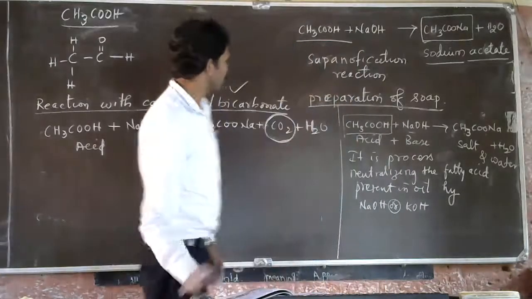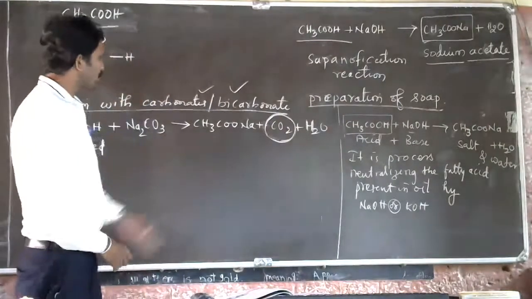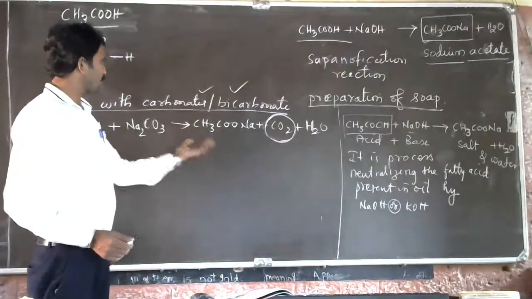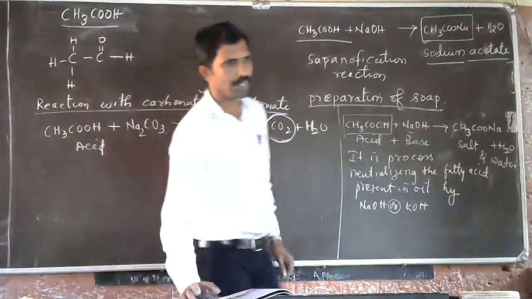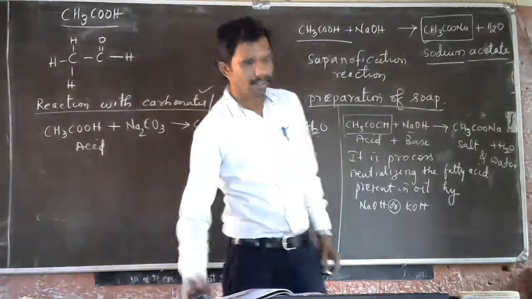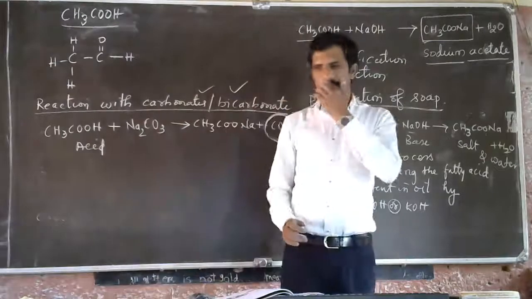Okay. So this is how it reacts. Here, what is the difference between carbonates and bicarbonates? HCO3 comes in, that is the only difference. It is the same reaction. So these are the properties of ethanoic acid.